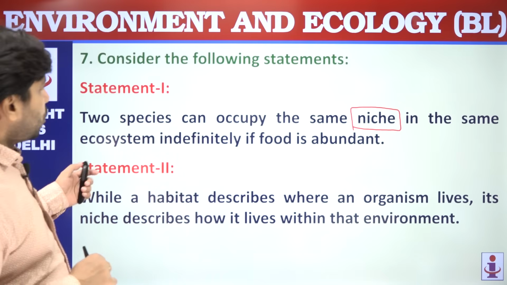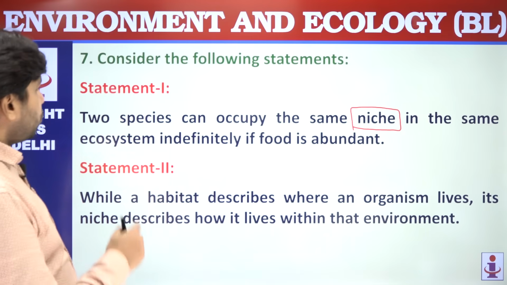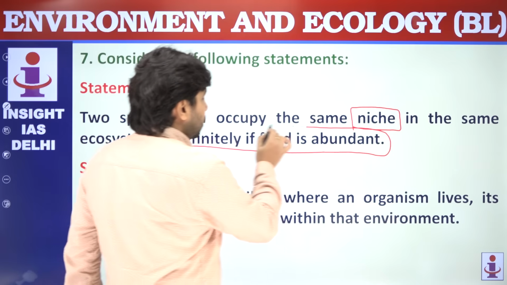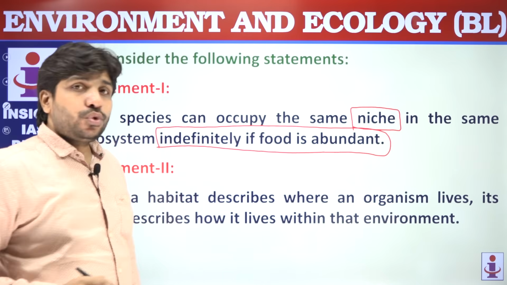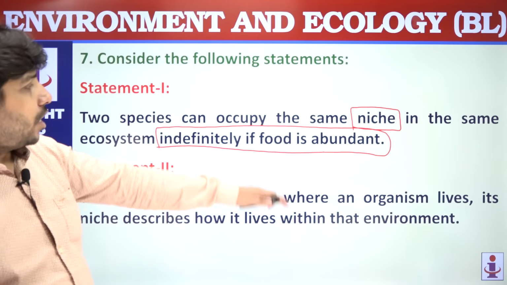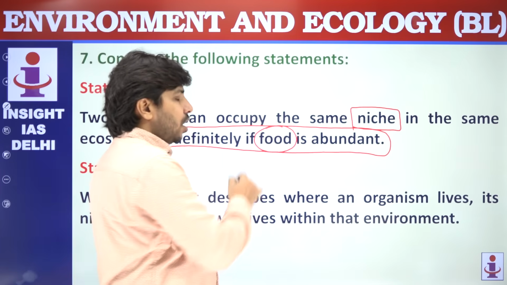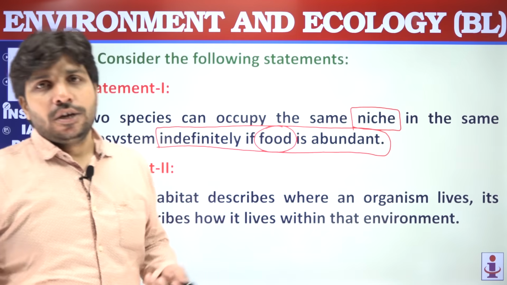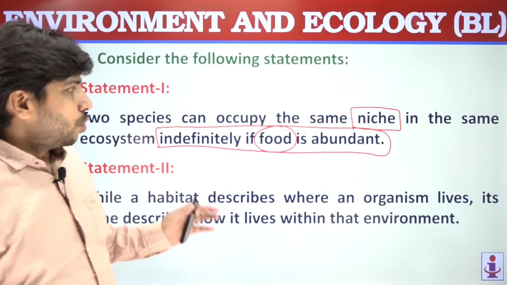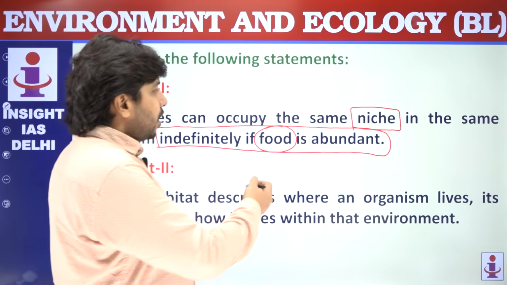So when we say two species can occupy the same niche in the same ecosystem indefinitely if food is abundant, this statement may appear true, because you may feel that food is the primary requirement. If food is abundantly available then the two species will continue. But no, only food is not the determinant. There will be other determining factors.